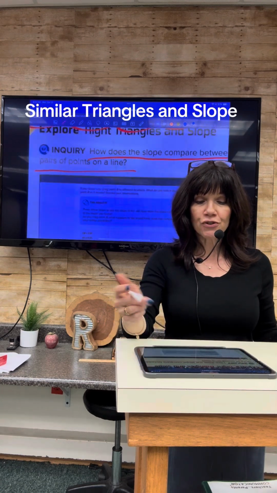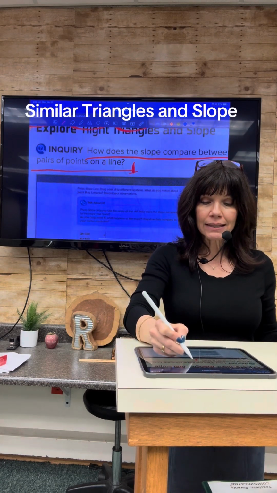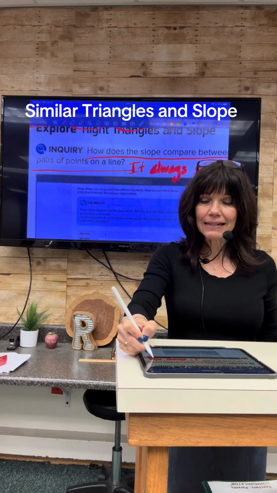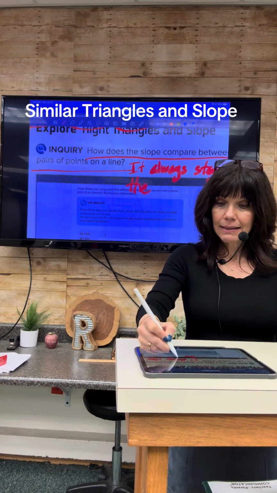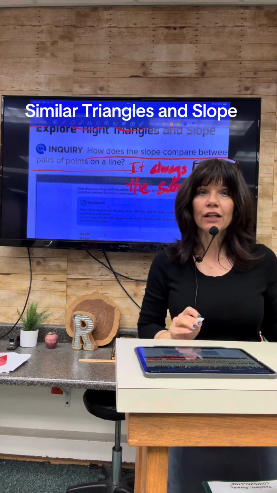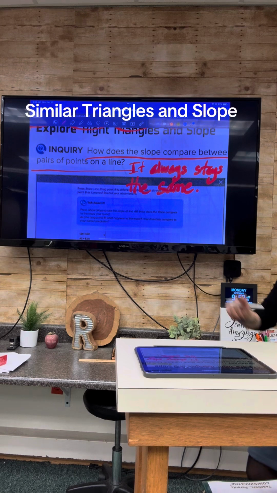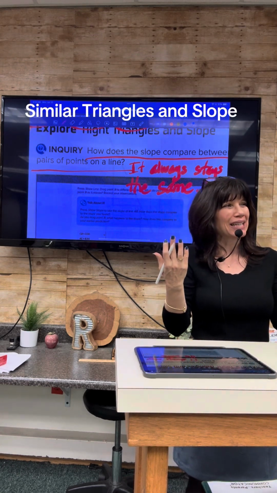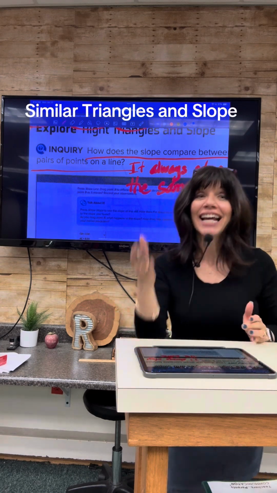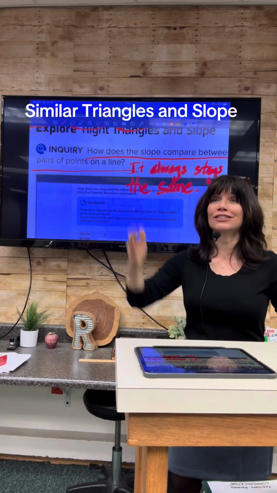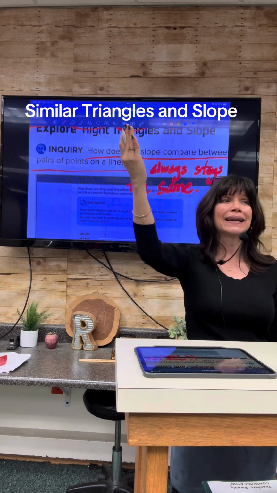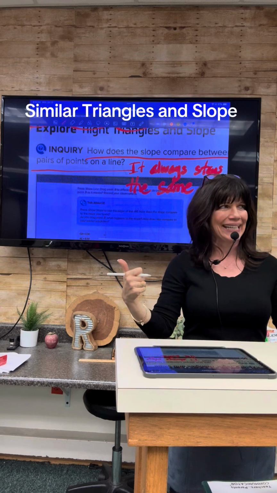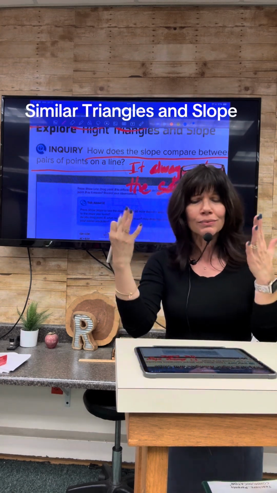I want you to write this answer right now. It always stays the same. If two triangles can be formed on a single straight line, then, guys, I can't help it. I gotta say it. Then, duh, it's going to be the same slope because it's on the same line that is staying at the same angle from the top to the bottom. Am I right? Yes. So, duh.